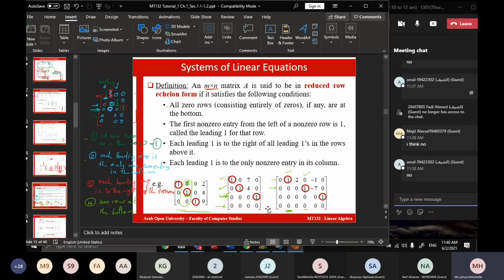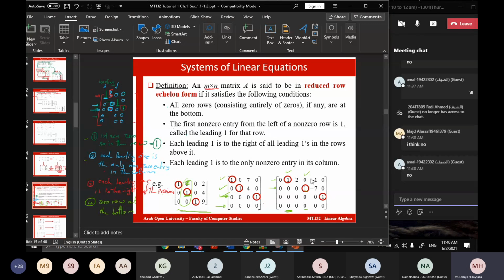Now we come to the last. There is no leading one, but there's no problem. Why? Because all the entries are zeros. If they are all zeros, they should be at the bottom. Are they at the bottom? Yes. So all four conditions are satisfied. So this matrix is in the echelon form. Okay, so this one is in the echelon form.